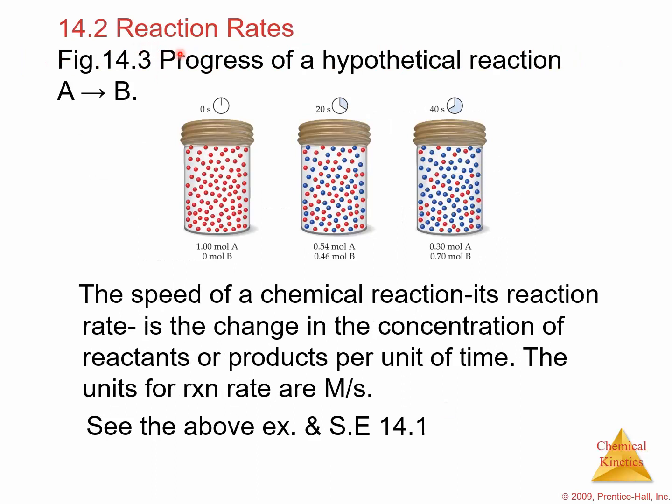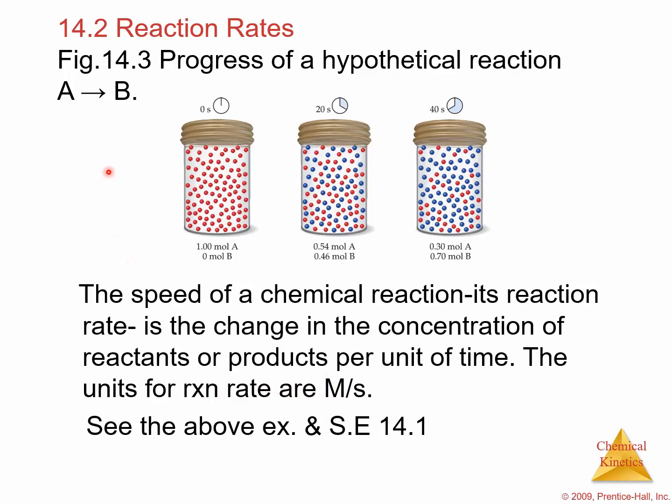Now, section 2, reaction rates. Now, the speed of a chemical reaction, its reaction rate, is the change in the concentration of reactants or products per unit of time. The units for reaction rates are molar per second.